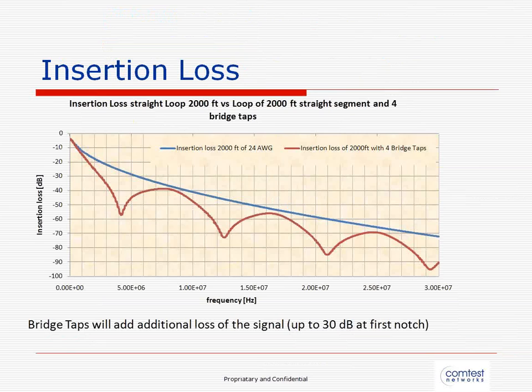Insertion loss is the difference between the received signal for 0 length of phone line and the actual received signal in an application. Any length of cable will add some loss to the circuit. If you look at the graph on your screen, the blue trace represents the insertion loss of a 2,000-foot loop. The red trace represents the insertion loss with 4 bridge taps present on the line. Bridge taps cause reflection and add additional insertion loss to the loop. In this case, the additional insertion loss is more than 30 dB, or more than 1,000 times. Comparing to the straight line loss of cable only, the notches vary with length of bridge tap. Shorter bridge taps will cause deeper notches and higher loss of signal.